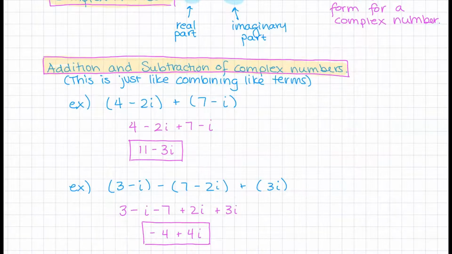That's it. Even if you have a longer problem like this with some subtraction and addition, just don't forget that subtraction sign is going to distribute. So a negative times a 7 is negative 7, and a negative times a negative 2i is positive 2i. But after that, combine your like terms. 3 plus negative 7 is negative 4, and negative i plus 2i plus 3i is 4i. And again, the real plus the imaginary. And that's it. So addition and subtraction, super easy.